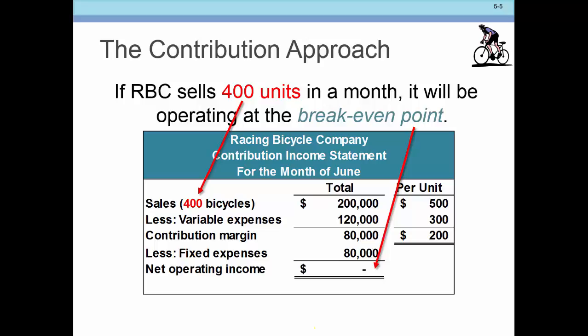So if we bring in $200,000 in sales, we have to cover our variable cost per bike of $120,000. If we don't cover our variable cost, we don't have any bikes to sell, do we? So we got to cover our variable cost, so that's $120,000. What's left over? Our contribution margin of $80,000. If our fixed costs are $80,000, we broke even, didn't we?